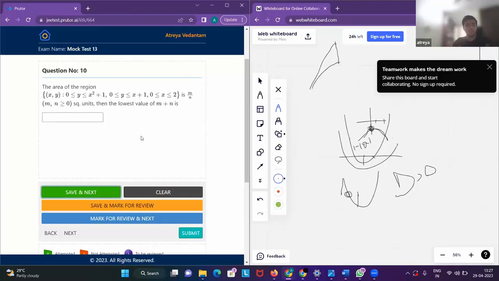Okay, we have another area question. Again, y is between 0 and x squared plus 1. So that's a region. Then you have y between 0 and x plus 1. That's a line. That's another region. And you know that both the curves intersect at 0, 1, and x is between 0 and 2. So when x is 2, we analyze both the curves. When x is 2, x squared plus 1 is 5. When x is 2, x plus 1 is 3.